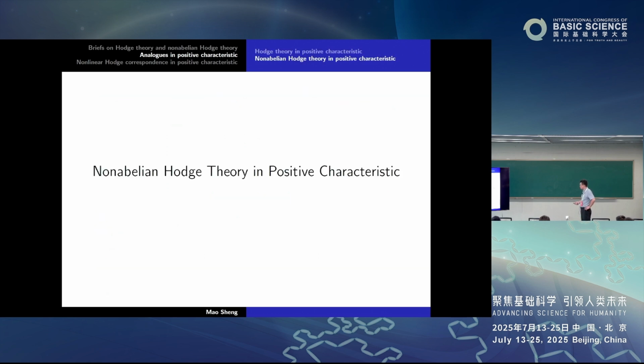So now we move to the nonlinear Hodge theory in positive characteristic. So far, the theory really flows very smoothly. You have the analytic theory, and then you will see you have a KXP theory. But the nonlinear Hodge theory in positive characteristic is relatively recent work.